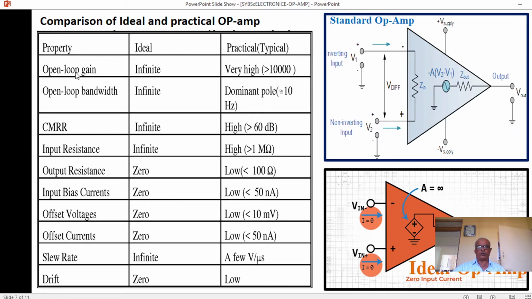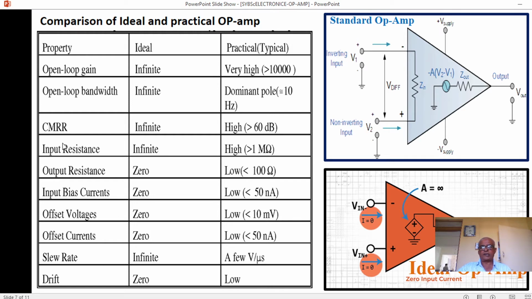OL means open loop gain, and bandwidth means it can amplify all frequency components starting from 0 to infinity. This is called infinite bandwidth. CMRR means it rejects the common part and amplifies only the difference between the two input signals. The resistance shown by the two input terminals of the op-amp we call input resistance. This is also infinite. Now why should this be infinite?